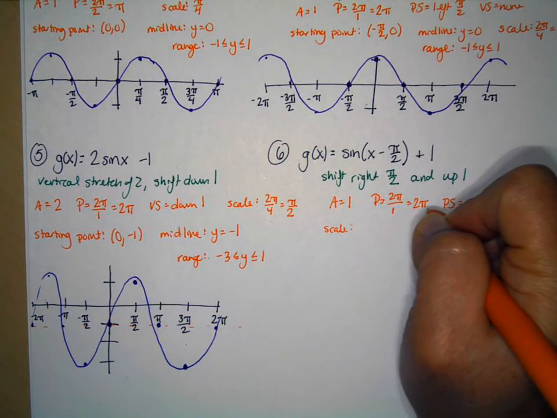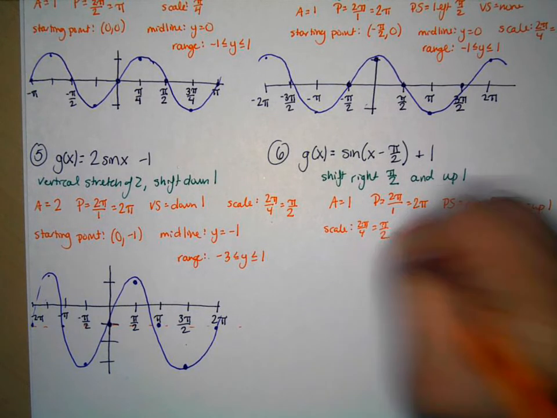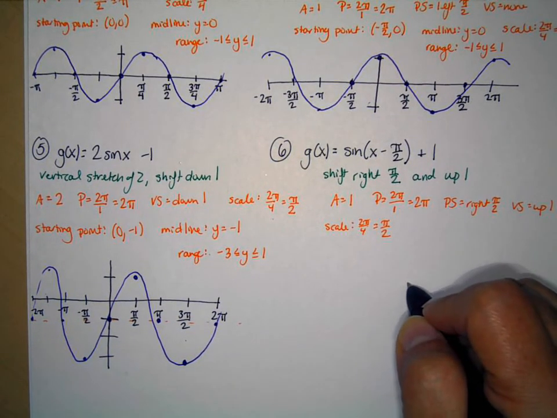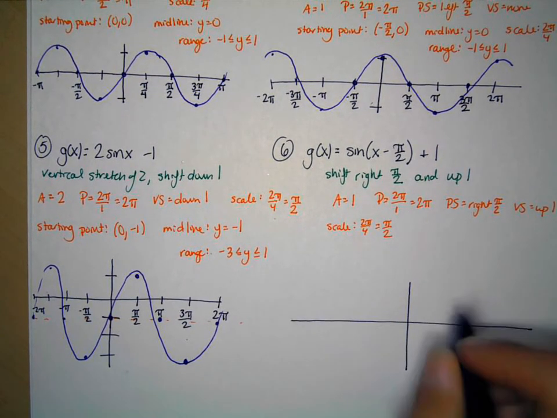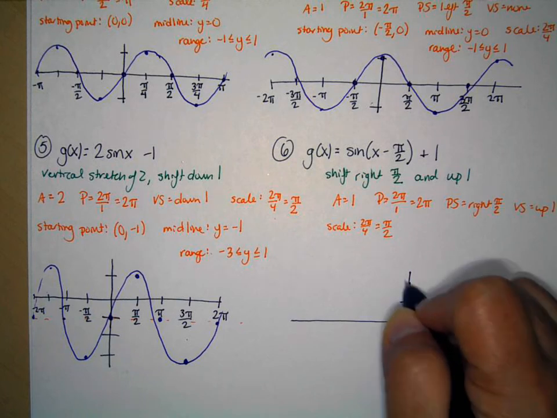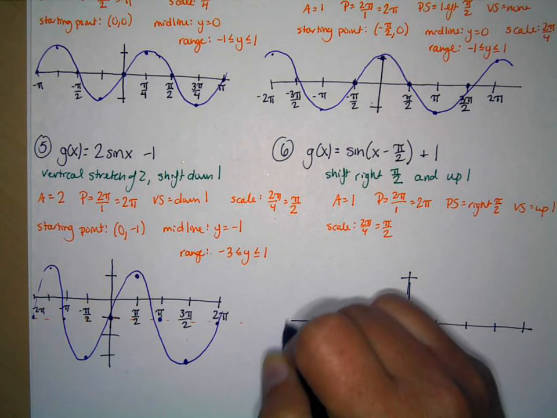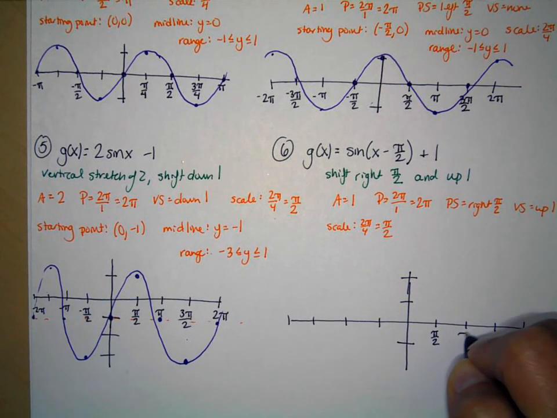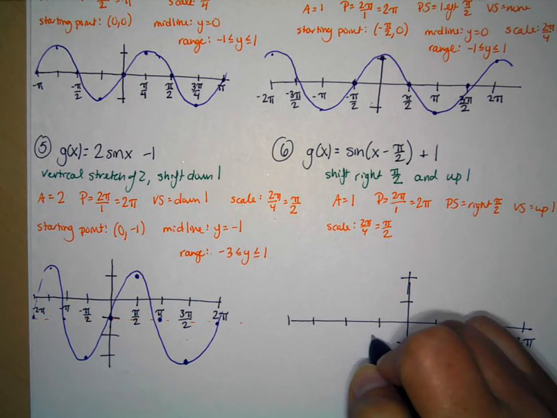Our scale, since our period is 2 pi, divided by 4 gives us pi over 2. All right, so pi over 2, pi, 3 pi over 2, 2 pi.